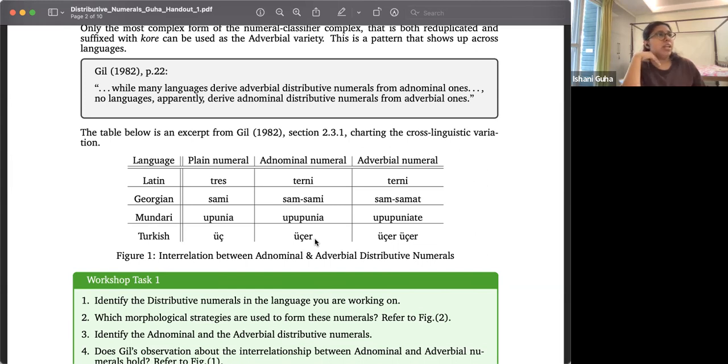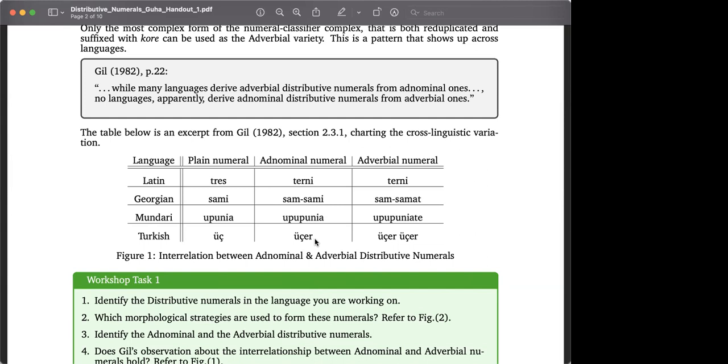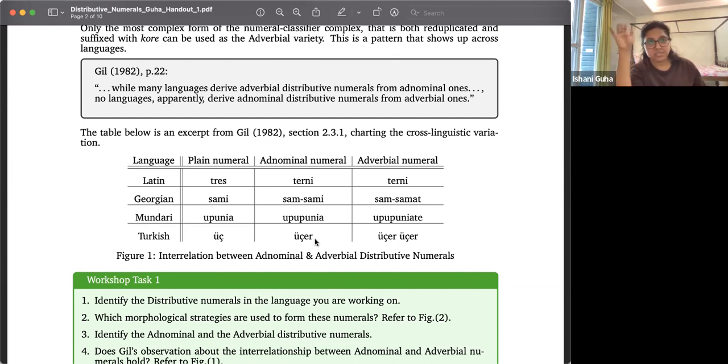For example, I know that Persian doesn't have reduplication, or maybe there are 1 or 2 examples of reduplication in the entirety of the language. That too, maybe in loan words. But Turkish actually has a lot of reduplication.